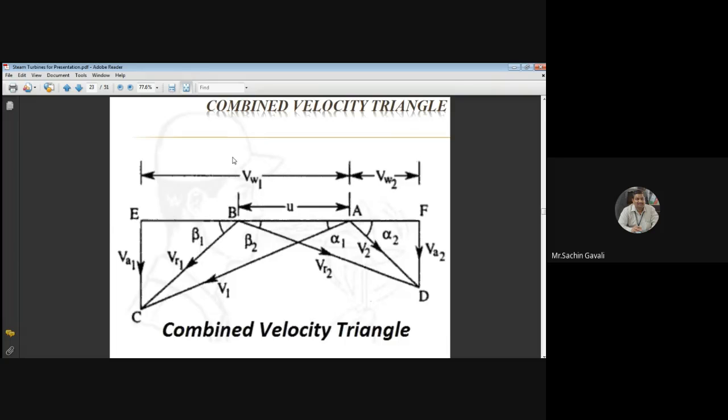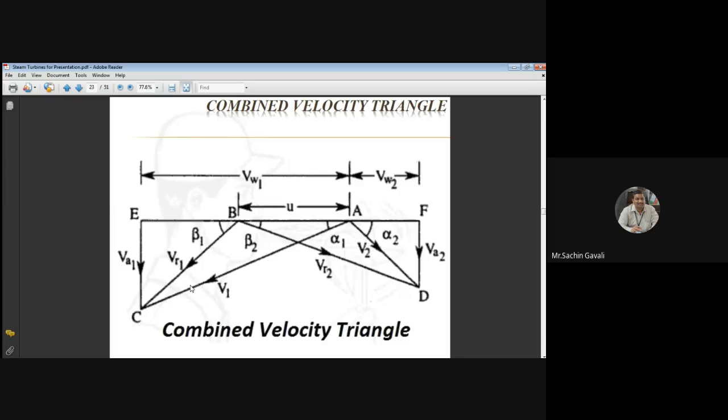Okay, and this is very much important. It is a combined velocity triangle diagram. So this is U, that is AB is U. Then this is AC, that is alpha.